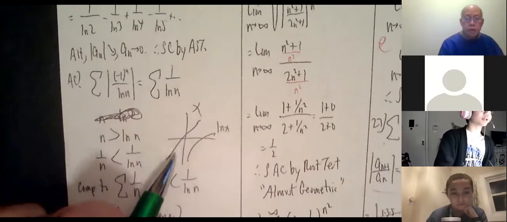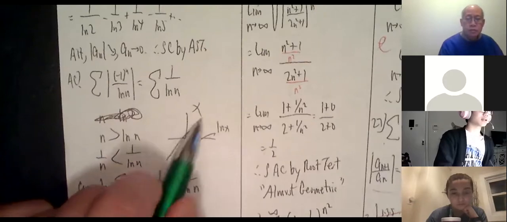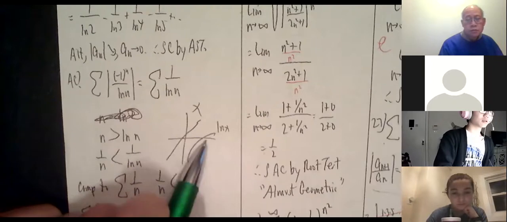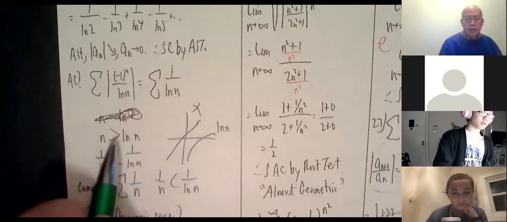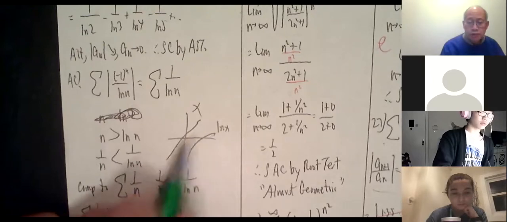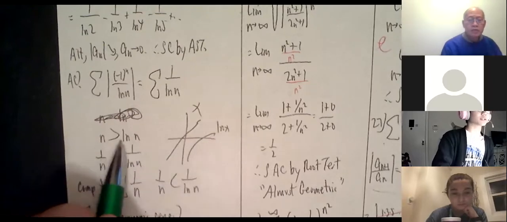Now, here's the graph of y equals x. Here's the graph of y equals ln x. I can change it to n. So x is greater than ln x. Do you agree? Look at the graph. Likewise, n is greater than ln n.